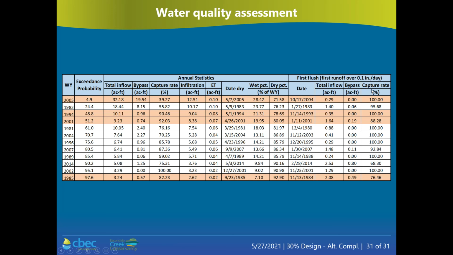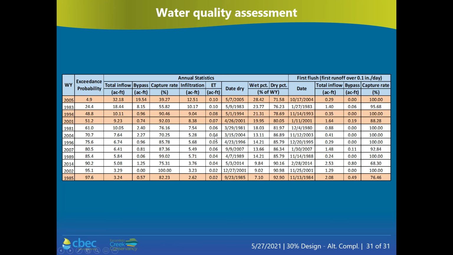When we look at the first flush flows, we see a similar range of variability. We're going from maybe 70 to 100% of the first flush flow being able to be captured by the tank here. And so this just serves to give an overview. The basis of design report goes into more detail about how these results are interpreted, but it starts to give an idea of what the water quality benefit for the project is.